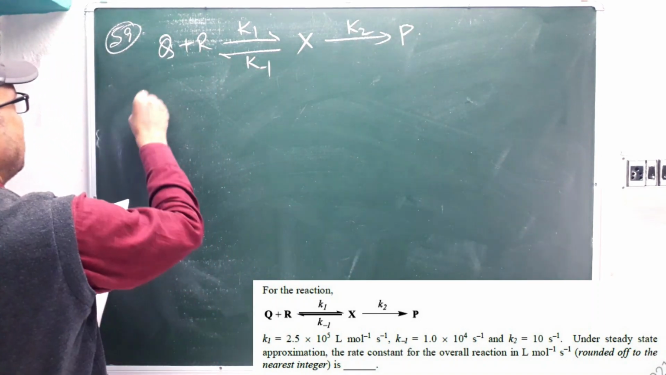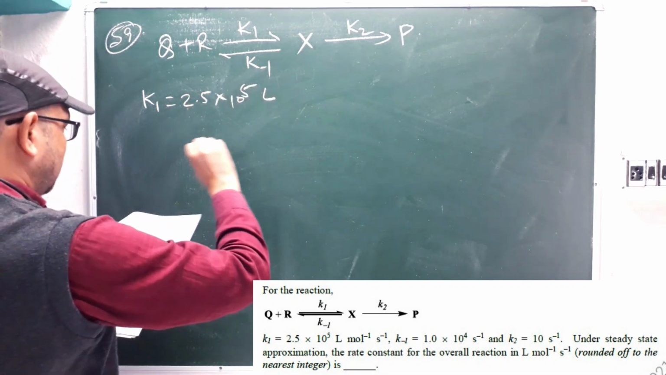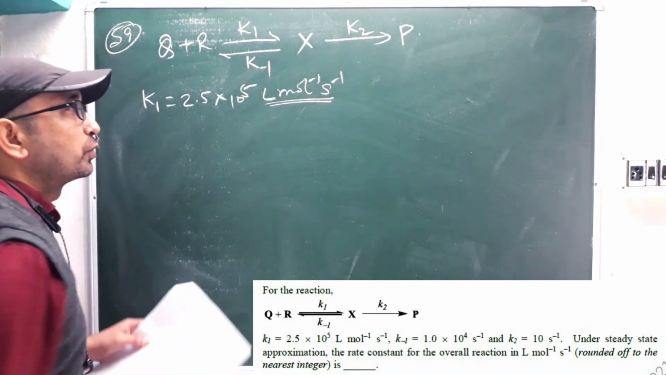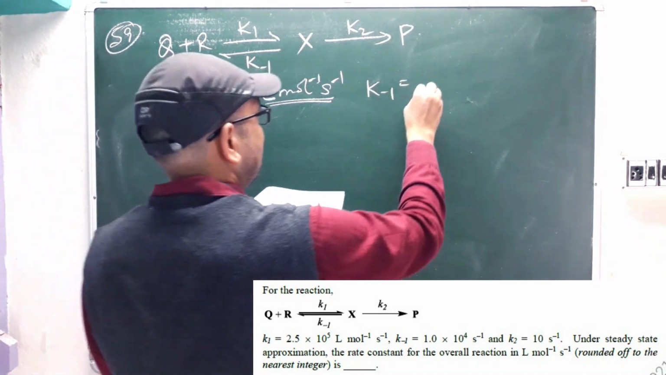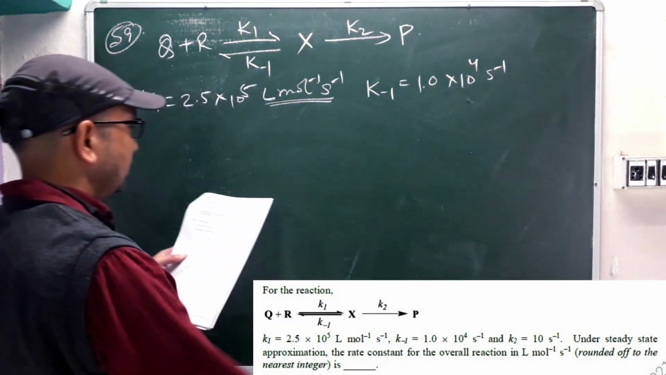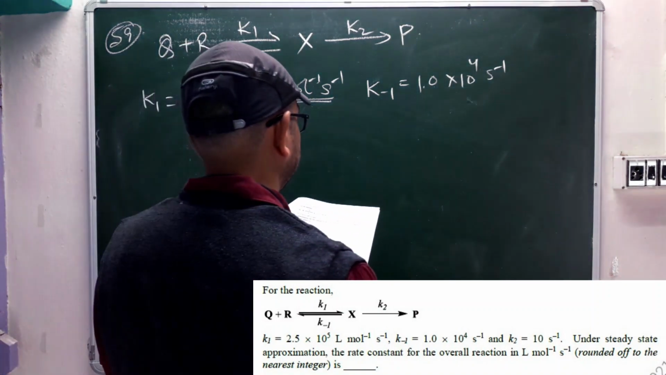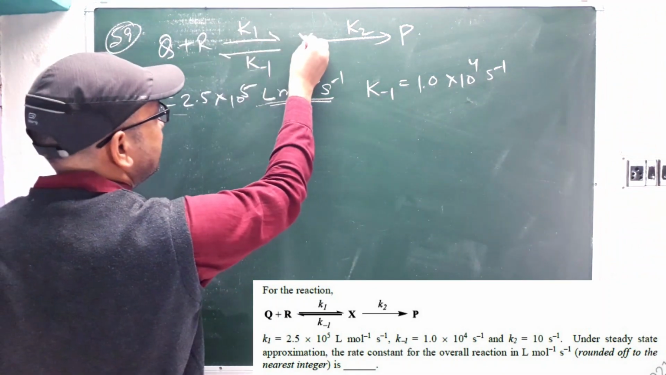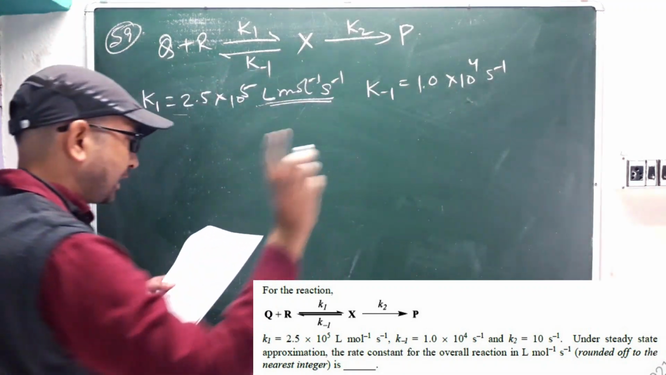So they have given the value for K1, 2.5 into 10 to the power 5 liter per mole per second. With this unit you will come to know this is a second order reaction, correct? Now K inverse is equal to 1.0 into 10 to the power 4 per second. This one is first order reaction, correct? So from here to here it is second order reaction, from here to here it is per second, so first order reaction. Keep that in mind.